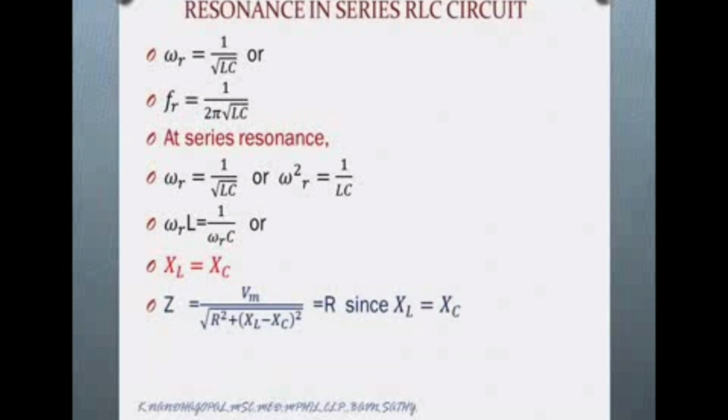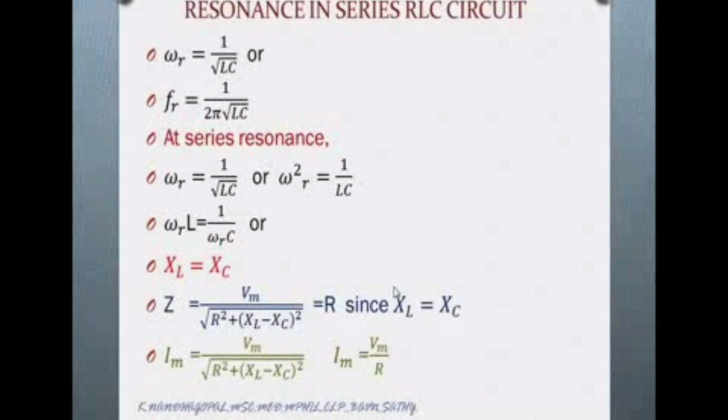Z equal to Vm by root of R square plus XL minus XC the whole square. According to Ohm's law, I equal to V by Z. So XL equal to XC means this term becomes 0. So R square is there, and when the square root comes out, we get R. So when XL equal to XC.